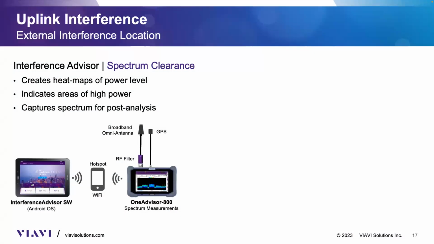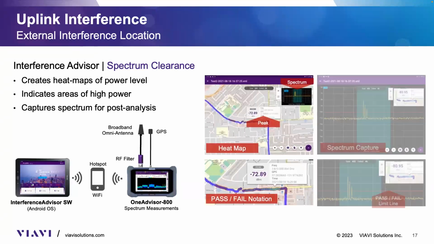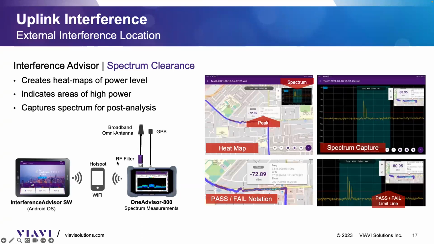So for these, we can do it in, as I mentioned, a couple of ways. We can do it automatically with a solution that we have that is called Interference Advisor. Interference Advisor basically takes all the measurements from the OneAdvisor, and it puts all those measurements in a heat map. So it takes multiple samples and then makes a measurement. The other mode that we have with Interference Advisor is spectrum clearance.